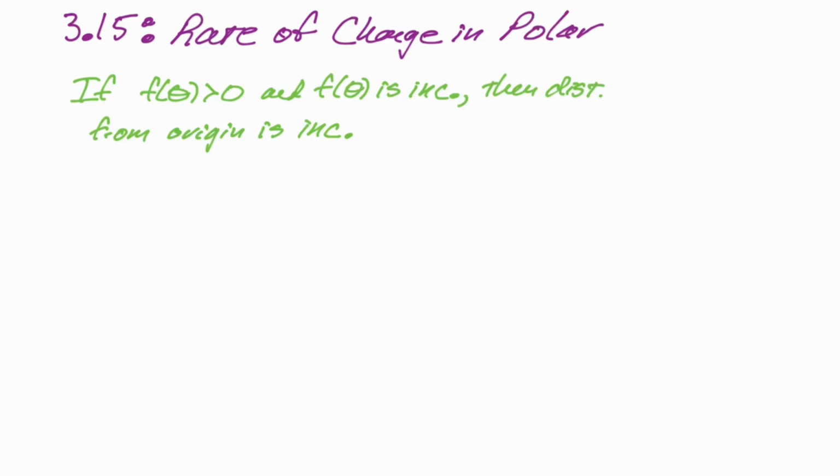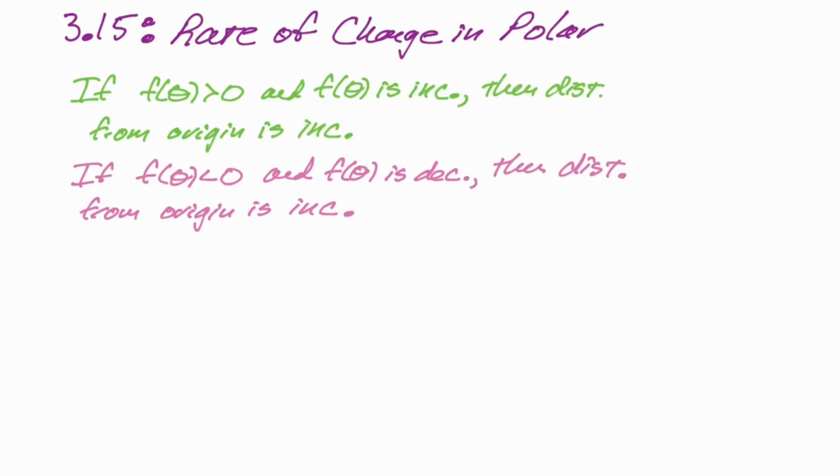Another way that the distance could increase is if r is negative and r is decreasing. If r is negative and decreasing, you are also getting farther from the origin, right? If r is negative 10 and decreasing, so then it's negative 11, negative 12, you're definitely getting farther from the origin. So this boils down to positive and increasing, or negative and decreasing. They have a very similar feel, right? Positive and increasing feel right together, and negative and decreasing. If they have the same feel, then the distance is going to be increasing.